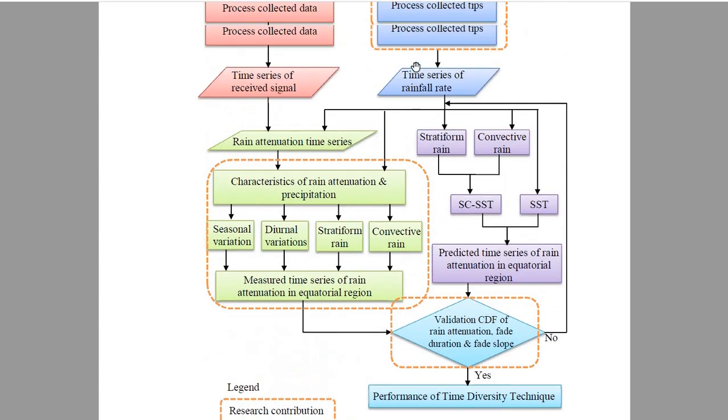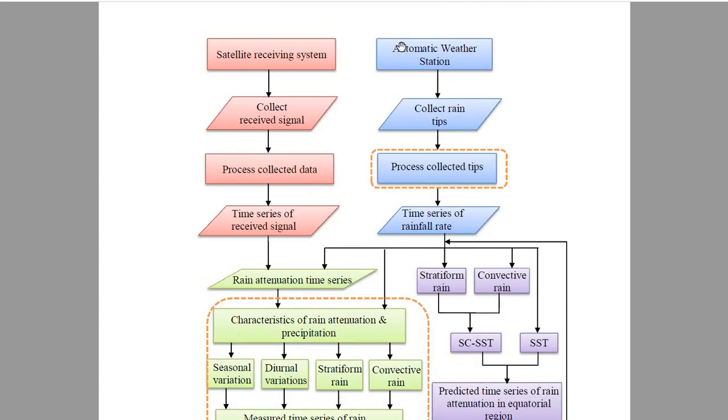Another part is this. The blue color is another set of equipment, and then you collect the data. After collecting data, you process the collected data. This one is highlighted with a dotted circle line, which means it's a contribution also.